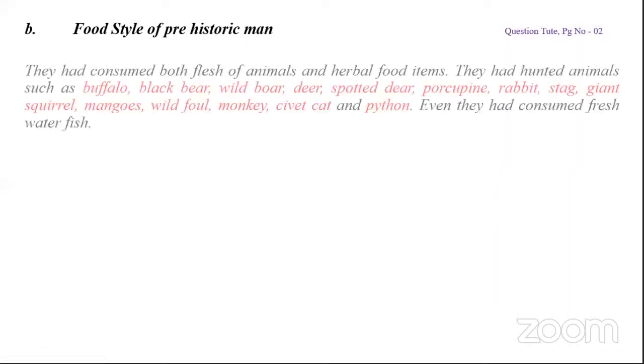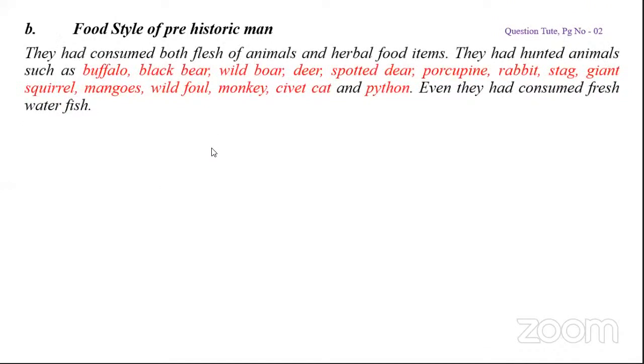Okay. Now, food style, I told you that this had come several times. So they had consumed both flesh of animals and plant food items. They had hunted animals such as buffalo, black bear, wild boar, deer, spotted deer, porcupine, rabbit, stag, giant squirrel, mongoose, wild fowl, monkey, civet cat, and python.